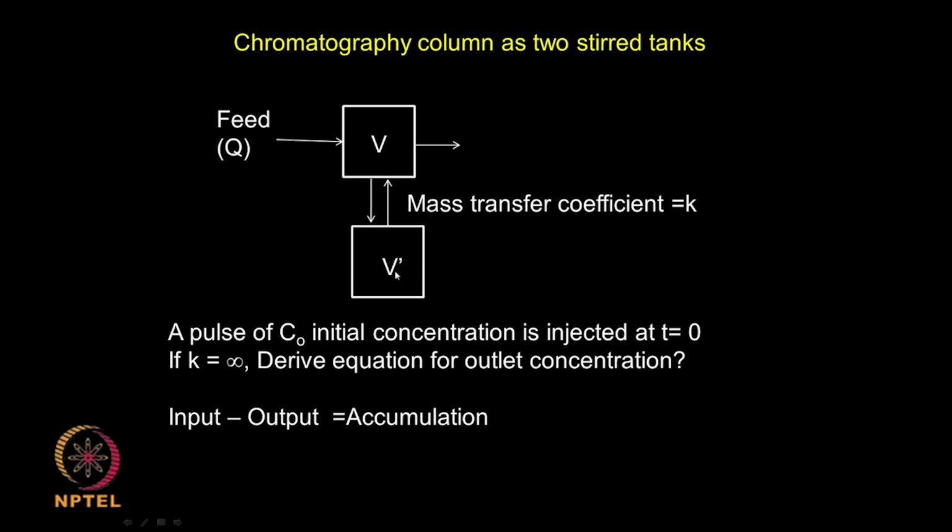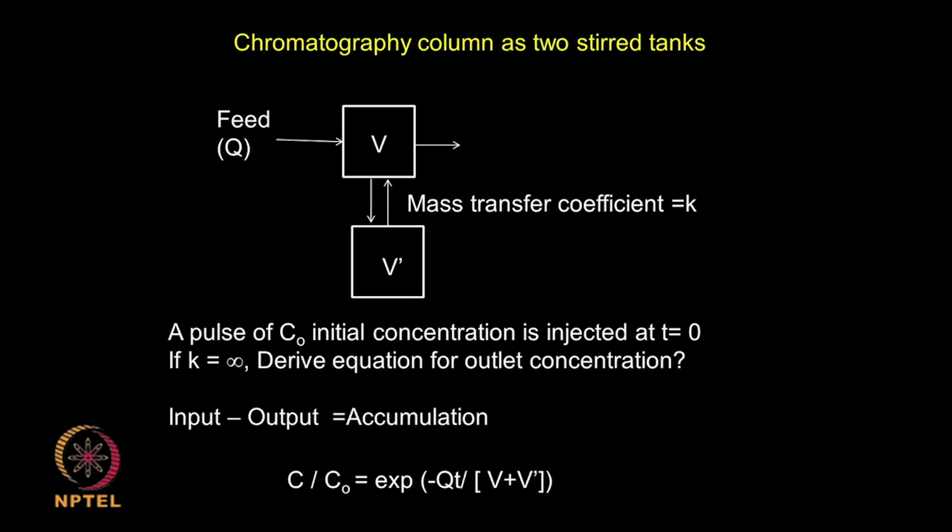So, we do the same thing, but in this case the volume will become V plus V dash, whereas in the previous case the volume was V. So, you will end up with the equation C by C naught equal to e power minus Q t by V plus V dash. So, the residence time here will be V plus V dash by Q. In the previous case the residence time was V by Q, whereas when K is equal to infinity, the residence time will be V plus V dash by Q. That means the residence time has increased.